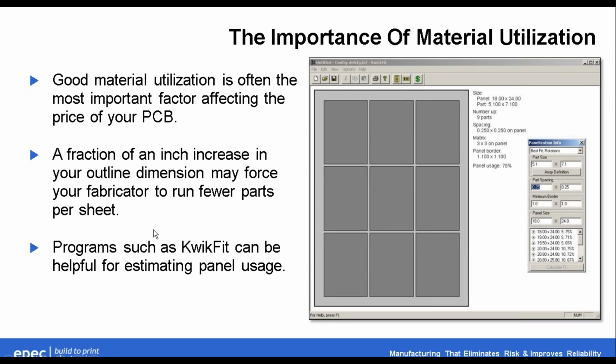Programs like QuickFit can be useful for estimating panel usage, and what we have here is a screenshot of QuickFit where I've plugged in some parameters: the panel size being this, the part size being the dark gray areas. The number up is 9, along with the spacing between the matrix and how much of a border you need. Generally you want to use about a 1-inch border. And the usage on this is 75%, which doesn't sound that great, but it actually is very good.